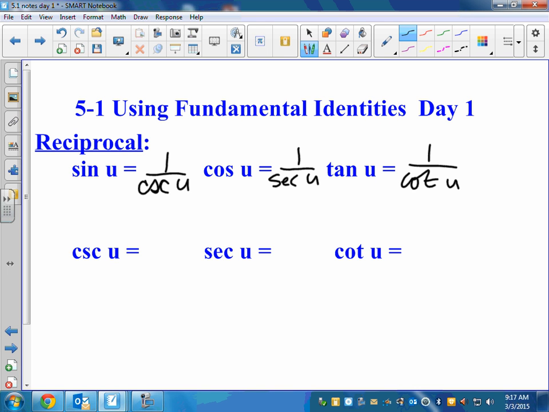So cotangent of u would be 1 over tangent of u. Secant of u would be 1 over cosine of u. And cosecant of u would be 1 over sine of u. They call these the fundamental identities because they're really what all the other identities are based around. And again, I hope that those you kind of know already. You don't feel like you need to make flashcards to memorize those, but good.